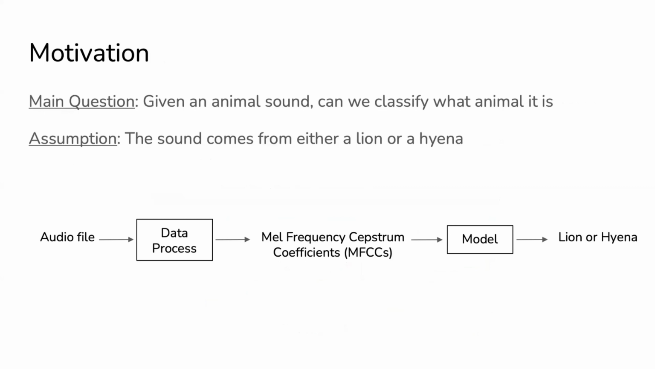So the main question that we are asking is, given an animal sound, can we classify whether the sound is coming from a lion or a hyena? And the process that we'll do is we'll take an audio sound file, process it to obtain its mel frequency cepstrum coefficients, also called the MFCCs, and then feed this into a model to obtain our classification.